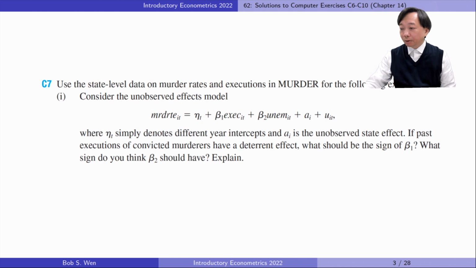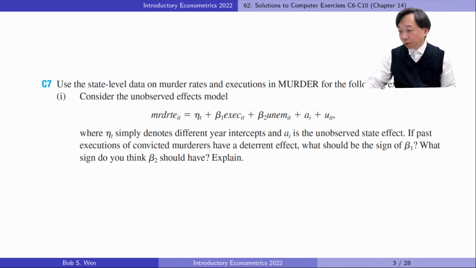Let's do computer exercise 7. Use the state-level data on murder rates and executions for the following exercise. In Part 1, we consider the unobserved effects model. Eta t denotes different year intercepts or year fixed effects, and a_i is the unobserved state effects.